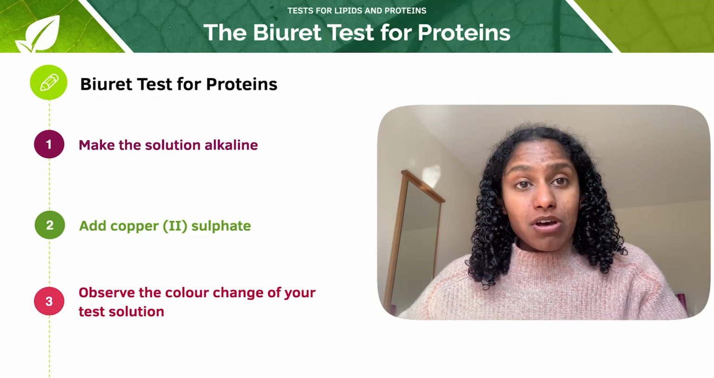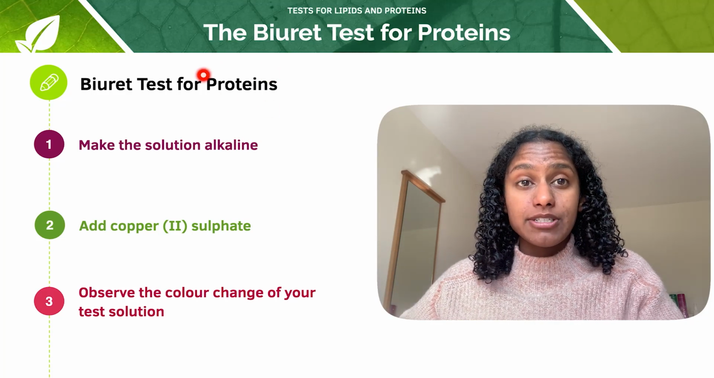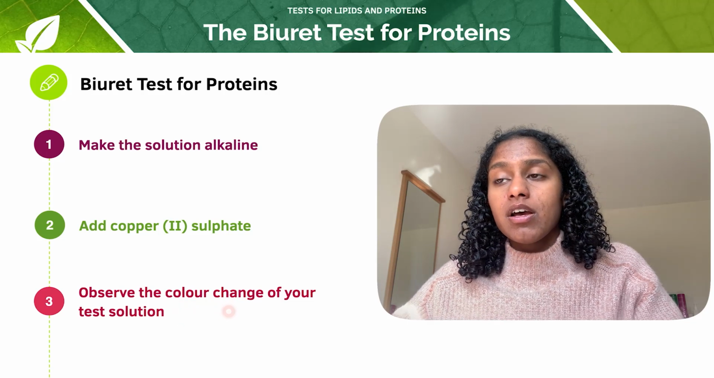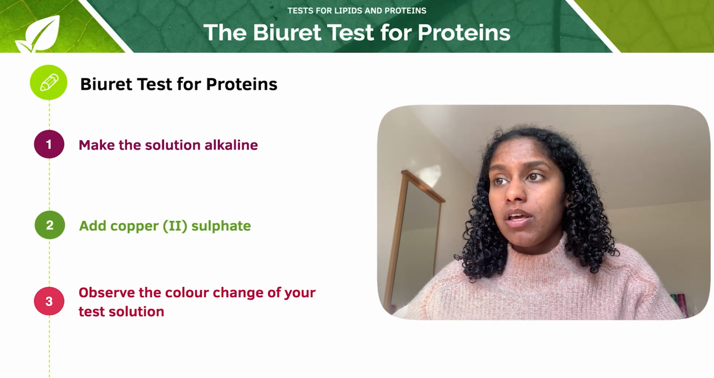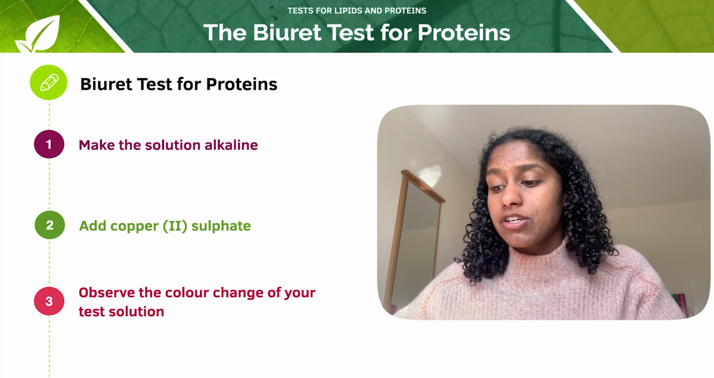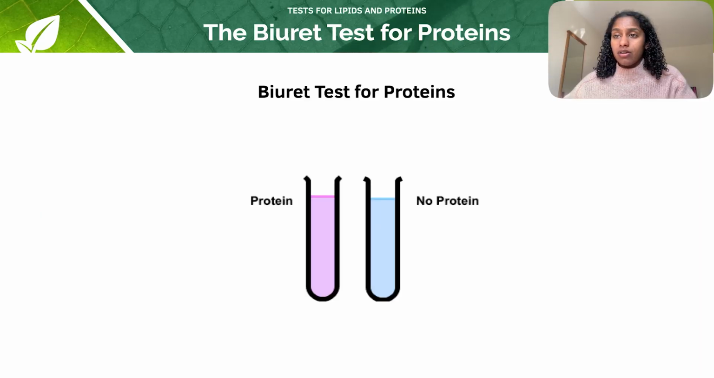And if peptide bonds are present, because remember peptide bonds are the major bonds in proteins, then we get a colour change of our test solution. So if the solution remains blue, it means there is no protein present in the sample, and if the solution turns purple, there is protein. So purple, protein, blue, no protein.